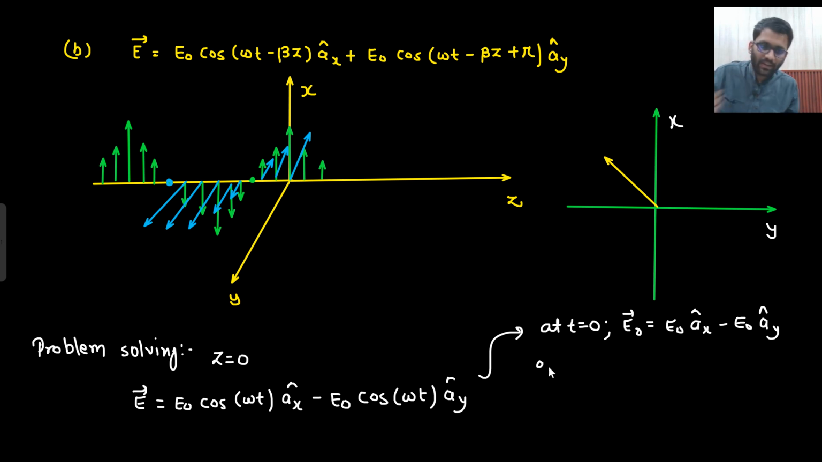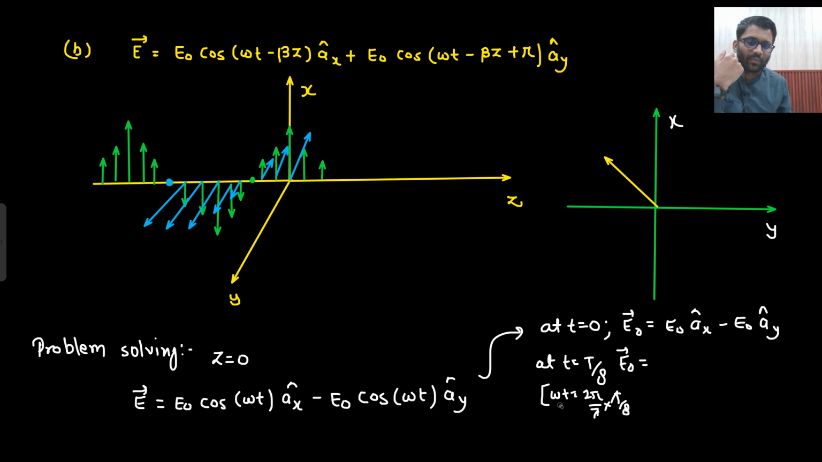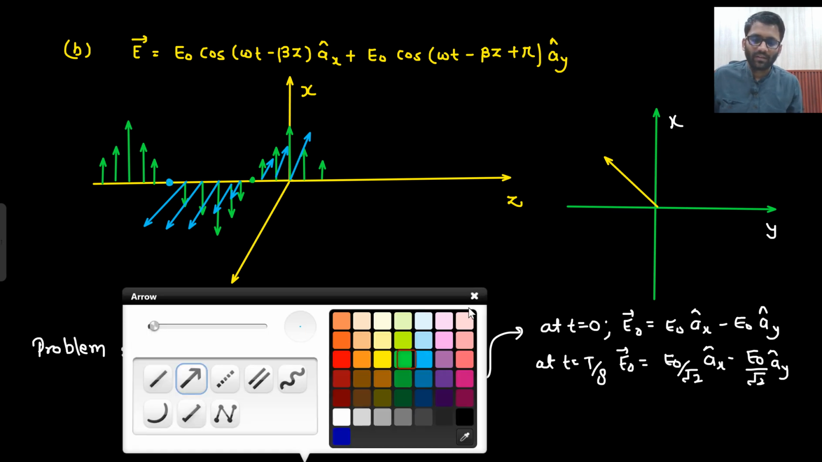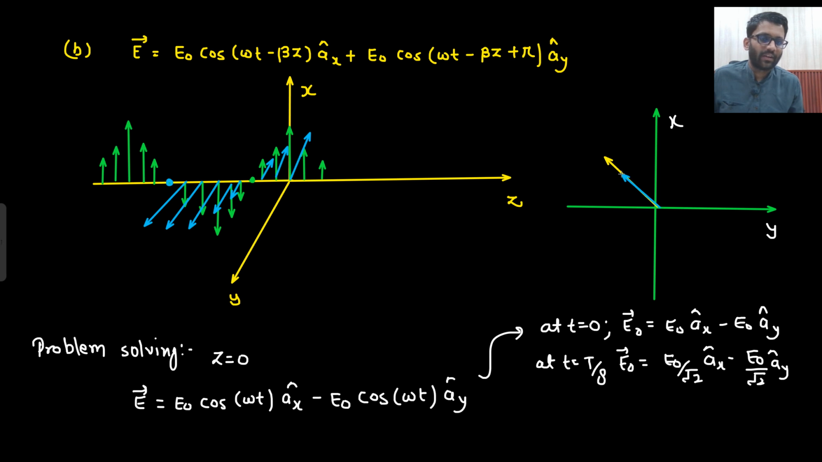Then second, you will see at t equals to T by 8. So at t equals to T by 8, what will be your omega t? Your omega t would be 2 pi by T into T by 8. That would be pi by 4. So what will be cos pi by 4? That would be 1 by under root 2. So E naught by under root 2 ax cap minus E naught by under root 2 ay cap. So what will be the equivalent? This will be the equivalent. Then second equivalent you will be able to make.